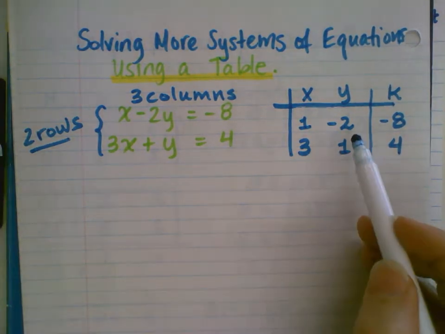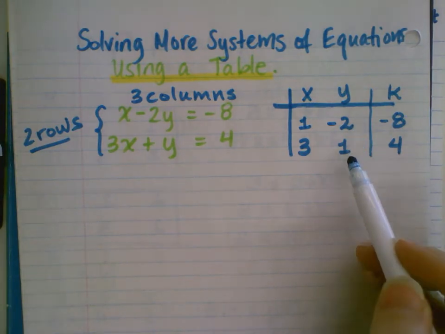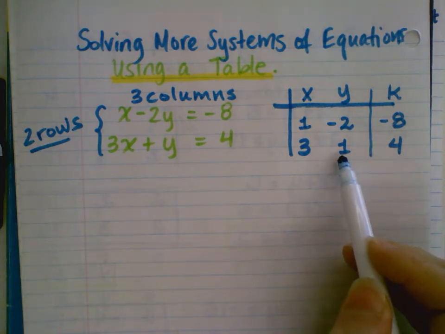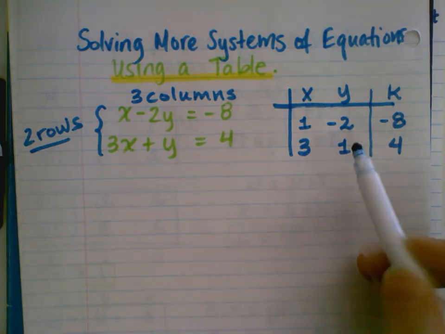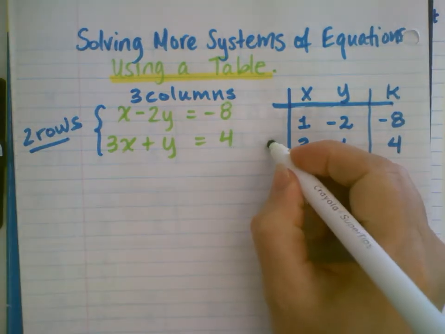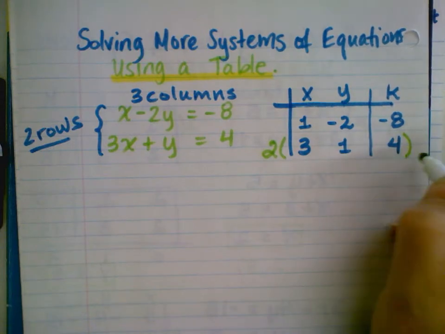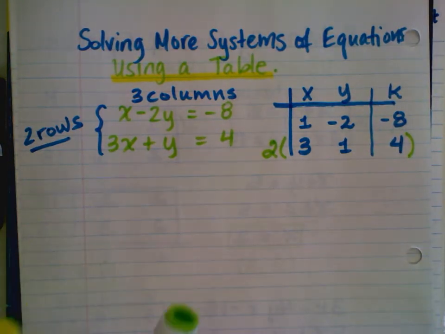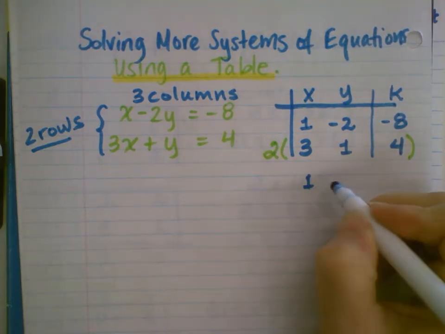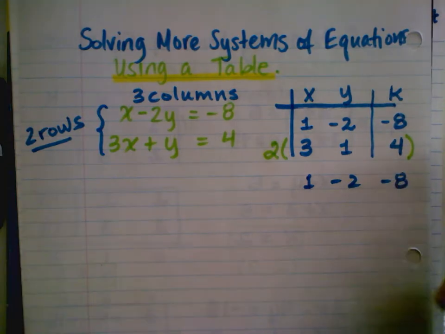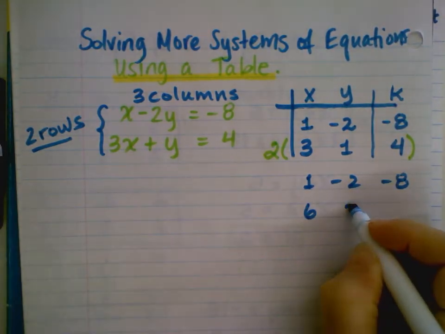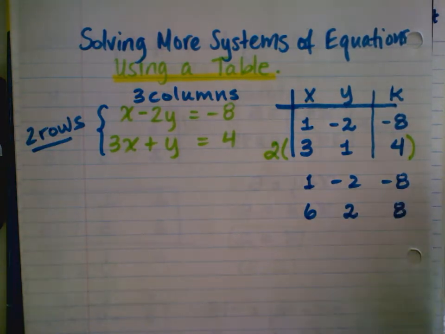So I've got to figure out, if I look at the y's, that's a -2. If I doubled this second row, then the value for y's becomes +2, which would add up to 0. So that's what I'm going to do. I'm going to do a distribution across that equation, multiply everything in that equation by 2. So now my table becomes 1, -2, -8. That was the first row. The second row has become 6, 2, and 8.